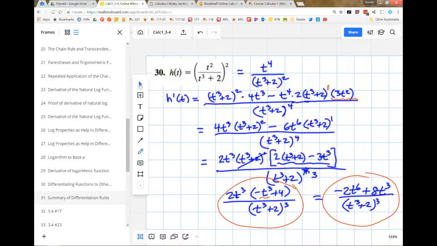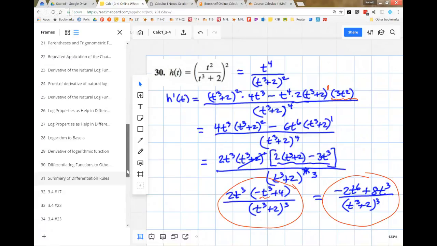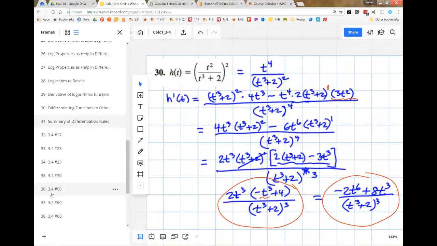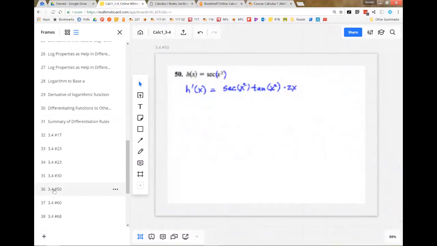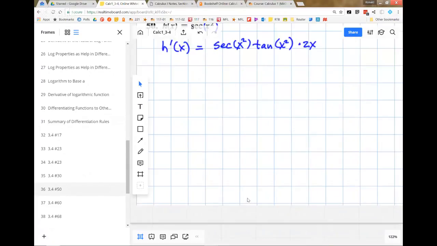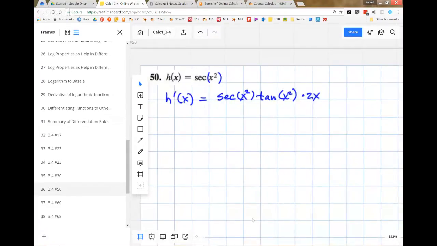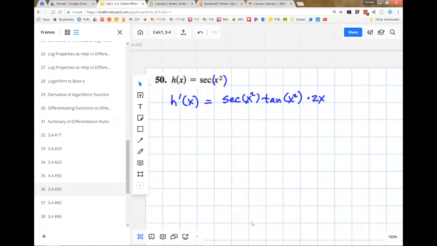All right. Let's take a look at number 50. This one actually isn't very long. How do you take the derivative of the secant of x squared? So I put those blue parentheses in there because they're kind of understood, right? Take the secant of x squared.